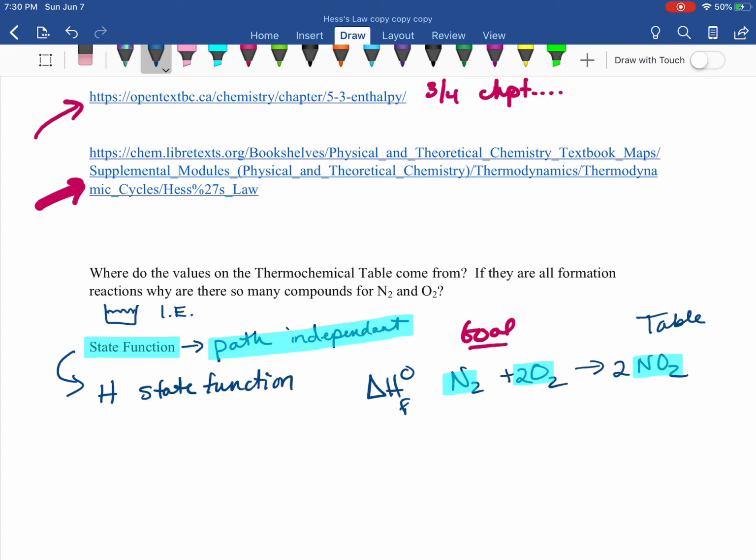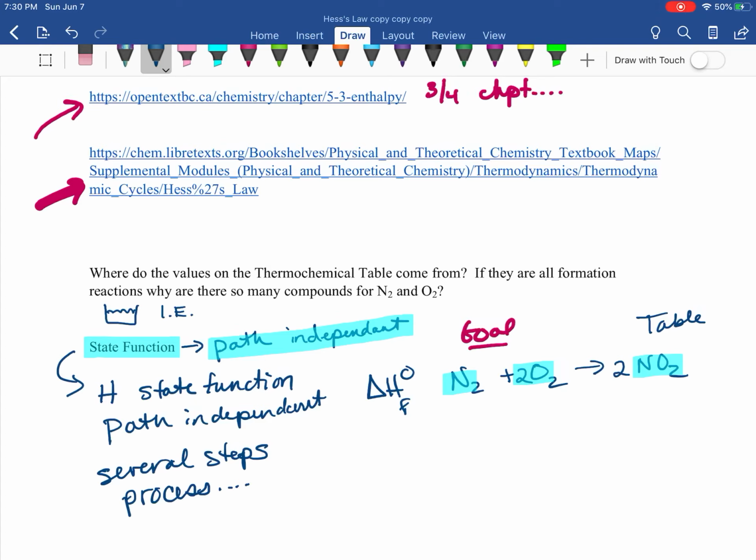Well, it turns out we're going to add to this idea that enthalpy is also a state function. And it turns out it is also path independent. So let's give that a frame of reference. What does that mean? That means you don't have to form your compounds in one reaction. You can have several steps in that process, and it does not matter.